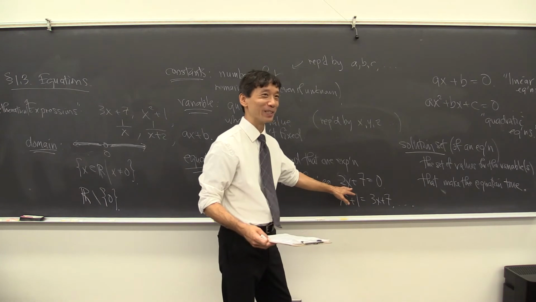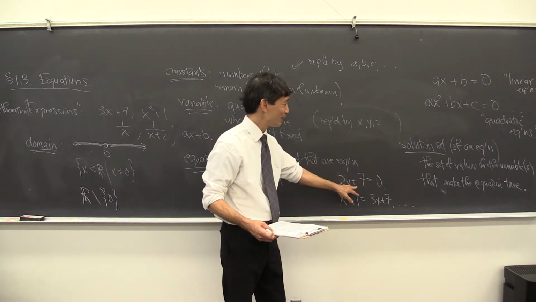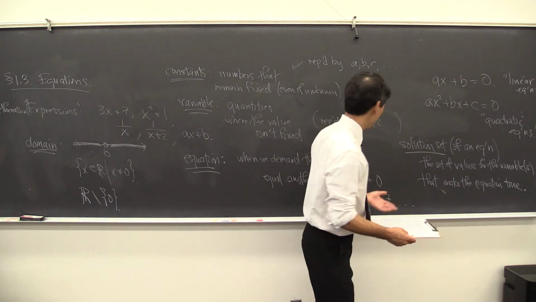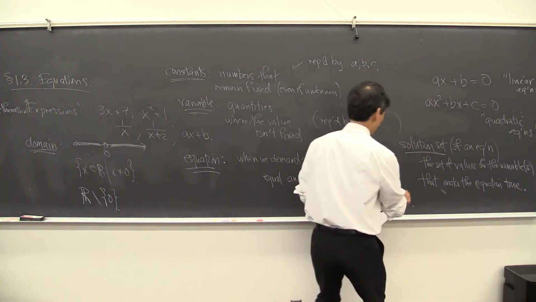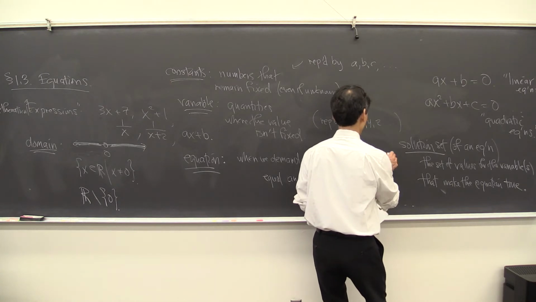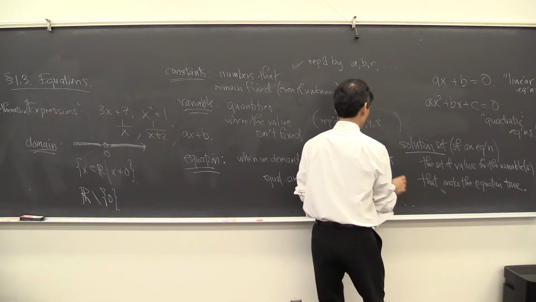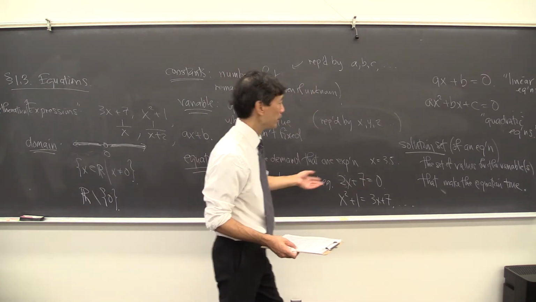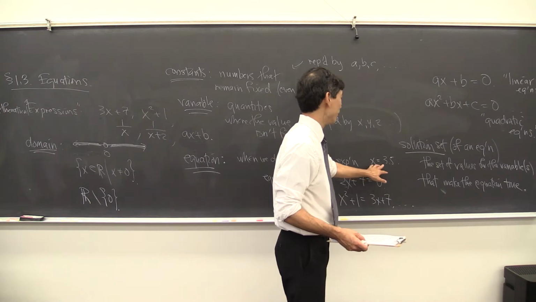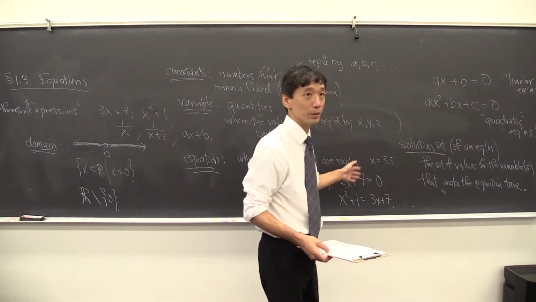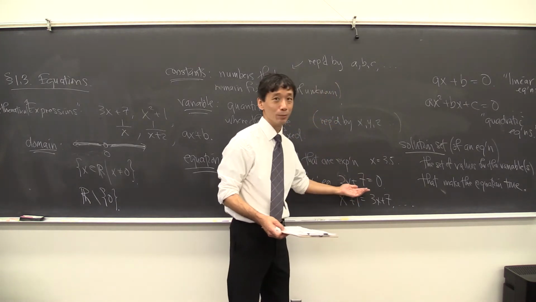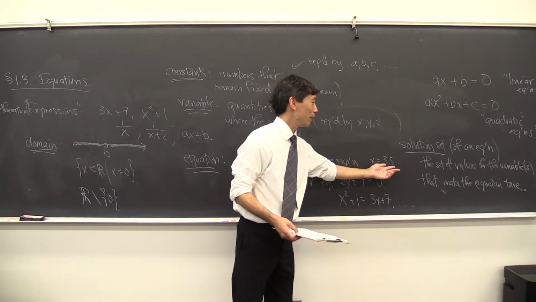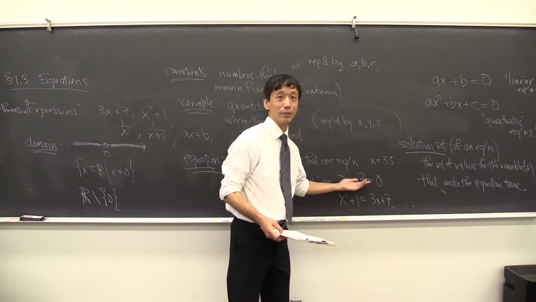Negative 3.5 is correct. Okay, so that would be the solution set, right? If this is my equation, then x equals 3.5 is the solution, right? So it's the set of values for the variables that make the equation true, right? So 1 doesn't work, basically. In this case, nothing except for 3.5 is a solution for this.